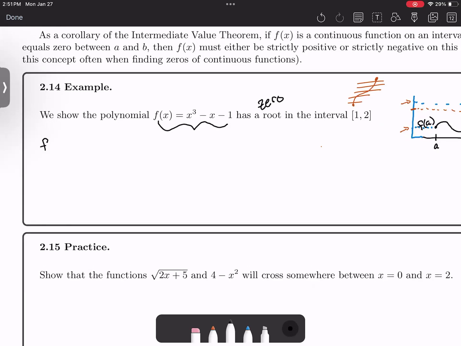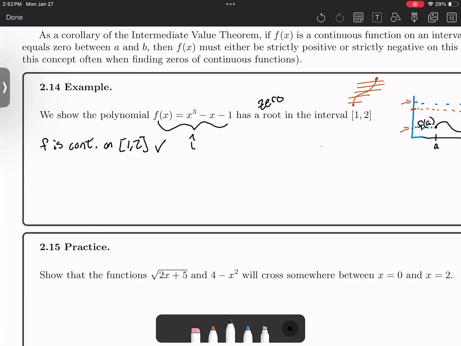So first, if I'm going to use the intermediate value theorem, I need this function f of x to be continuous. And this is very clearly continuous. It's a third-degree polynomial. It's going to exist everywhere, and it's going to be continuous everywhere. The limit everywhere will return the same value as our function. So f is continuous on this interval 1 to 2. So that was needed for the intermediate value theorem.